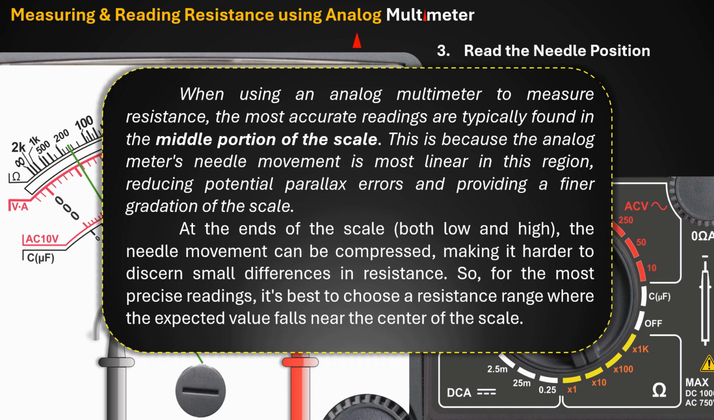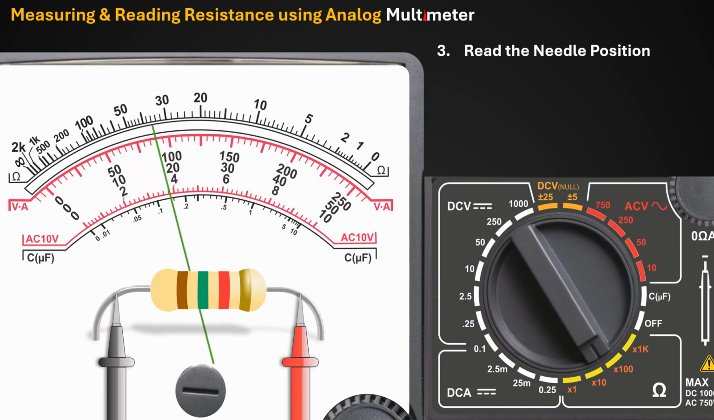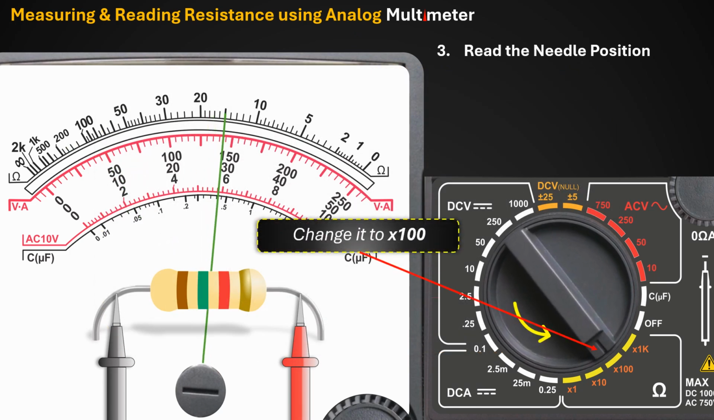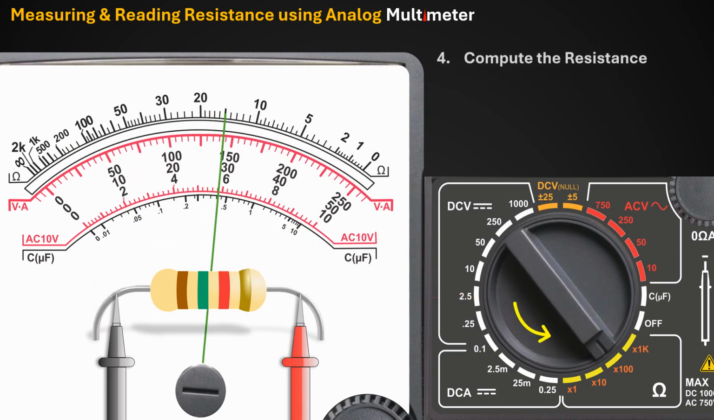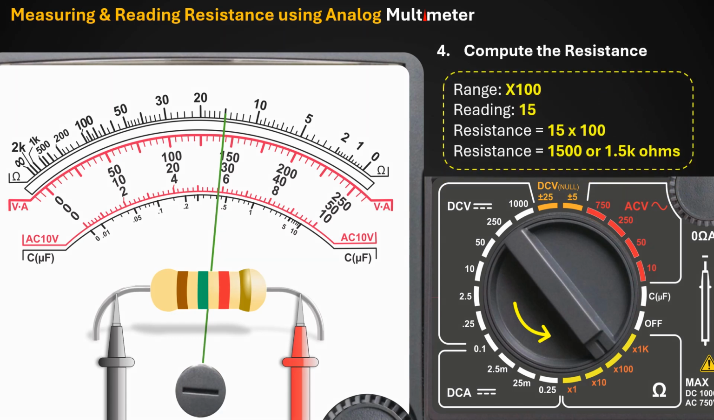So, let's make things a little easier for ourselves and change the range to times 100 ohms now. You should see the needle move to the middle part of the scale. Let's calculate the resistance. The range is set to times 100 ohms, and the needle is pointing to 15 ohms. To find the actual resistance, we multiply the two. 15 times 100 equals 1500 ohms, or 1.5K ohms.